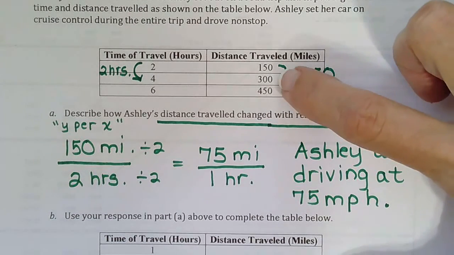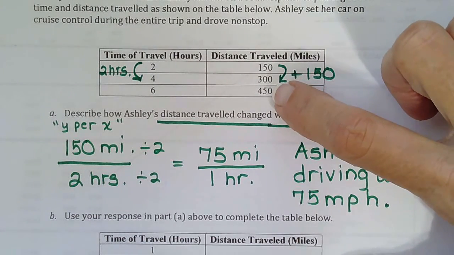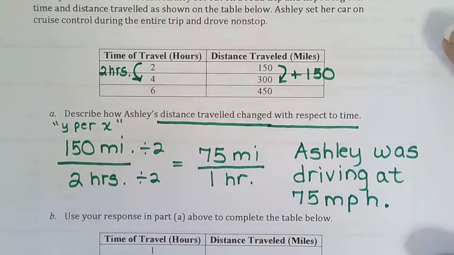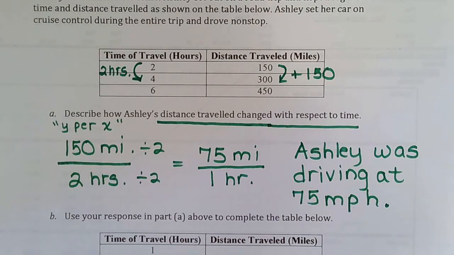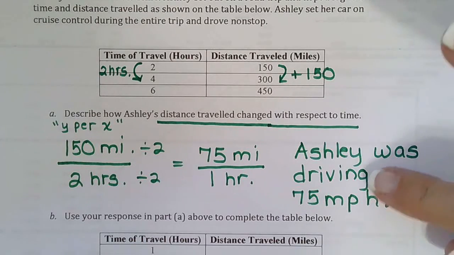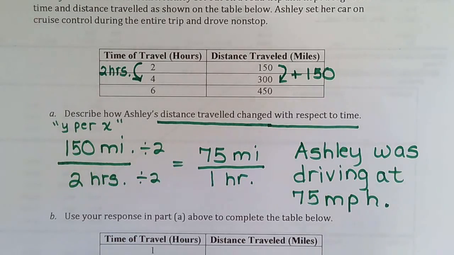And you can see the pattern continued, add 150, add 2. So it didn't matter which 2 points we picked. I usually just start with the first 2, but we could have picked any of them. So Ashley was driving at 75 miles per hour. I don't think we need "at." I could have written it like that. Ashley was driving 75 miles per hour. Okay.